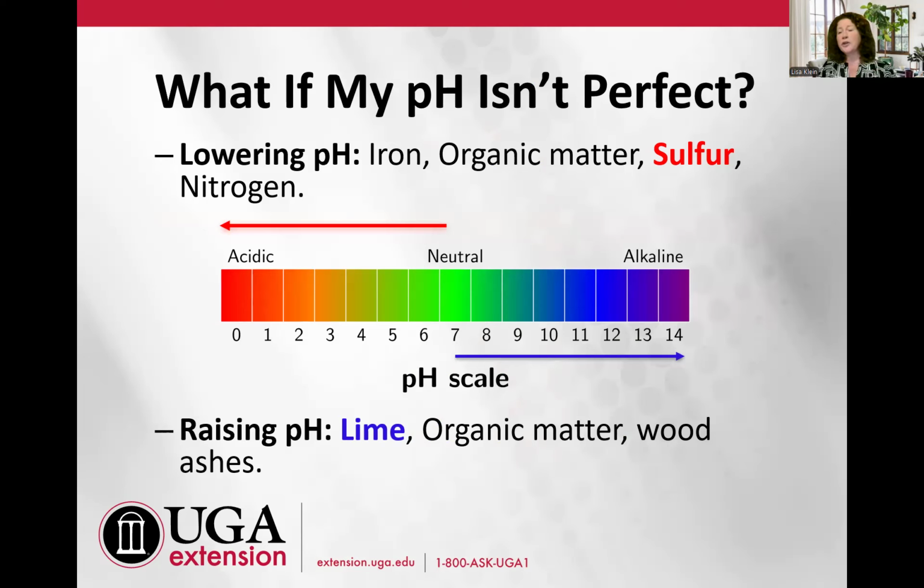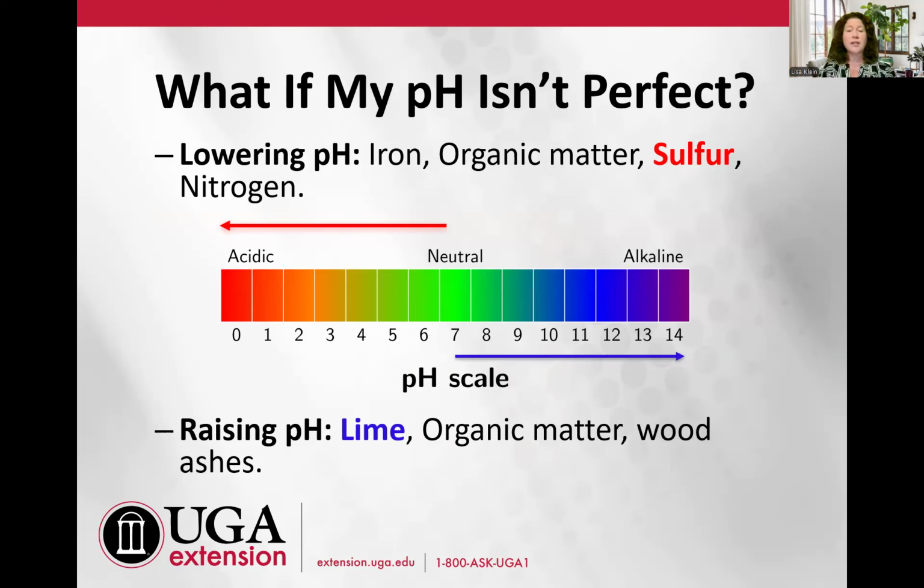And though you don't really need to, if you have to lower it, you can put sulfur, which is going to make it more acidic. If you need to increase it or make it more alkaline, you would add lime. We usually have to add lime.